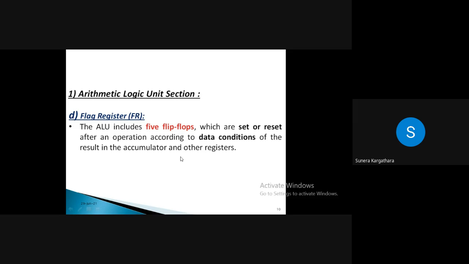Now how to check the flag register? Before that, how many flags do we have? The list is given here: zero, carry, sign, parity, auxiliary carry. These 5 flags we are having, right? Each flag is made up of 1 flip-flop, so 5 flip-flops are used, which will give you the condition of these flags.